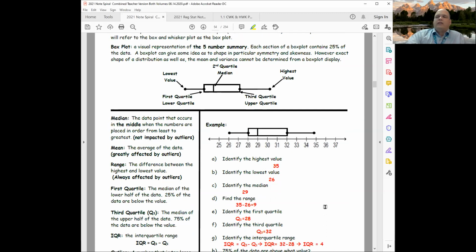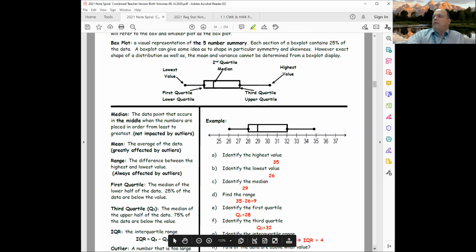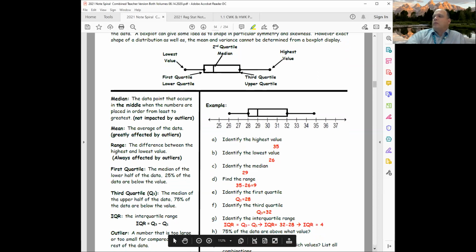The next question asks for the interquartile range. First off, the interquartile range is just Q3 minus Q1, the third quartile minus the first quartile. So in this case, it'd be 32 minus 28. So the IQR is 4. 75% of the data are above what value? Well, 75% are above the first quartile, so 75% are above 28.